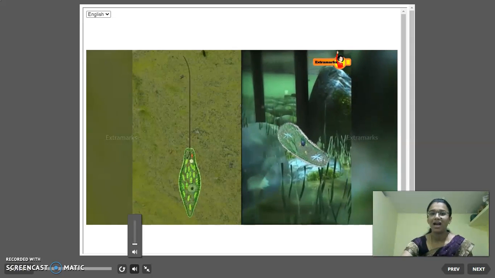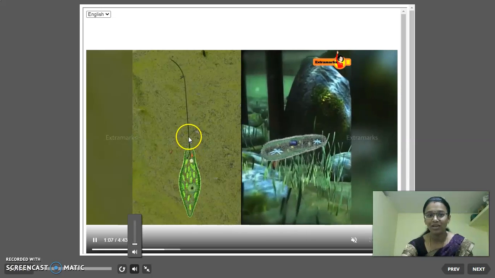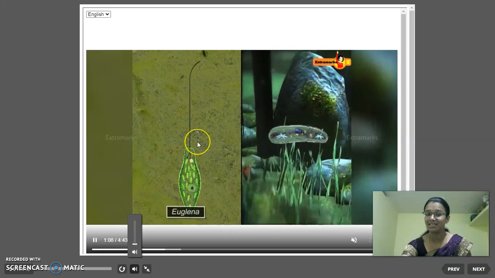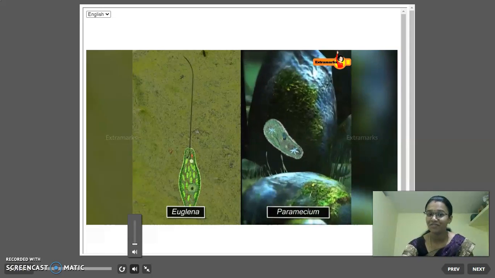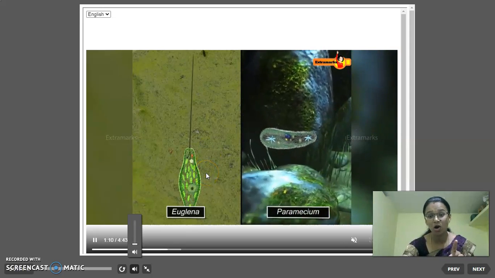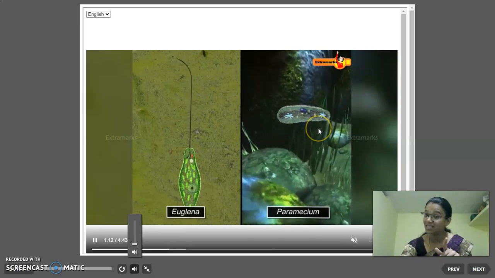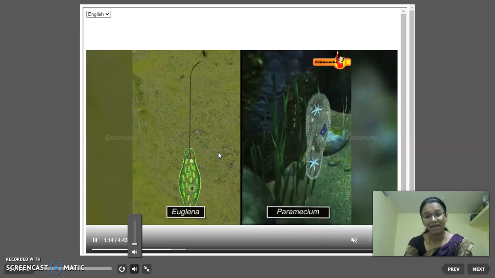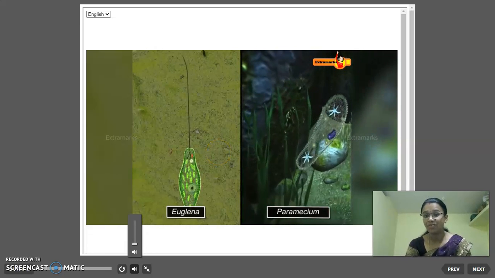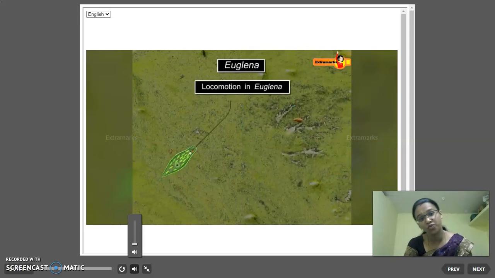Okay. And then the second one is, look at here, euglena. It has here one thread-like structure. This is called as flagella. This euglena is also a single-celled organism. And then paramecium, this I had explained you already. Euglena and paramecium are single-celled organisms. They move from one place to other place in search of food.